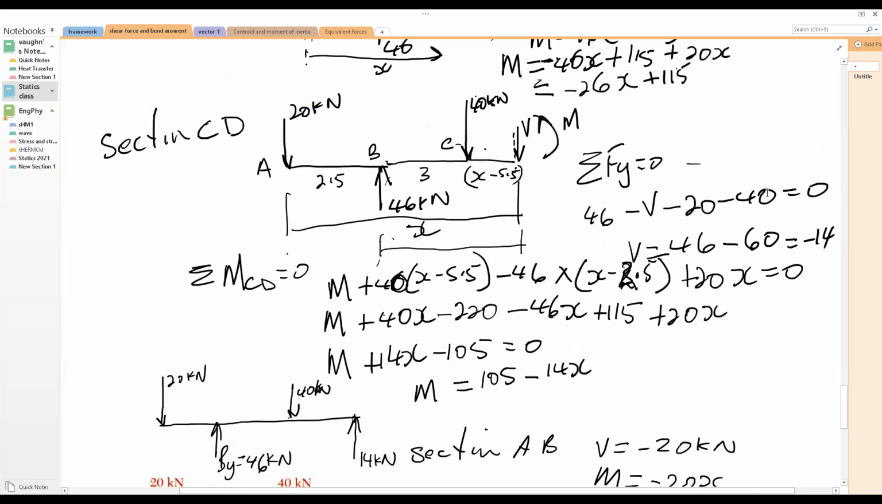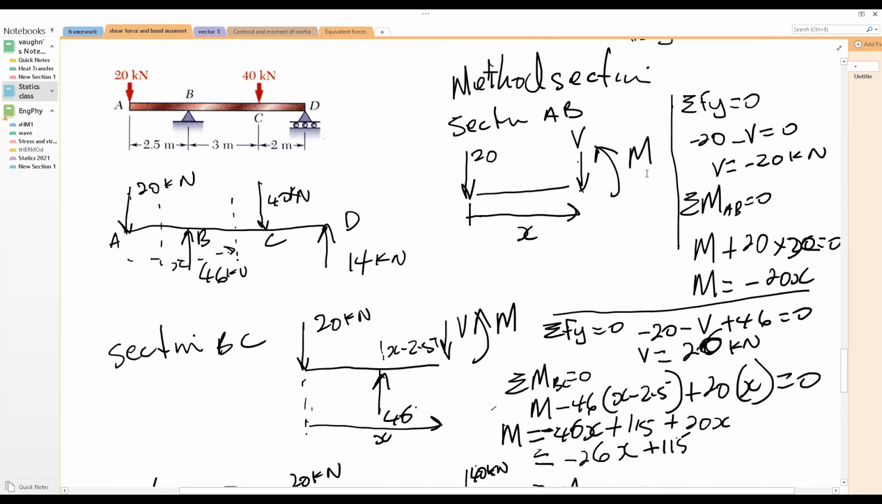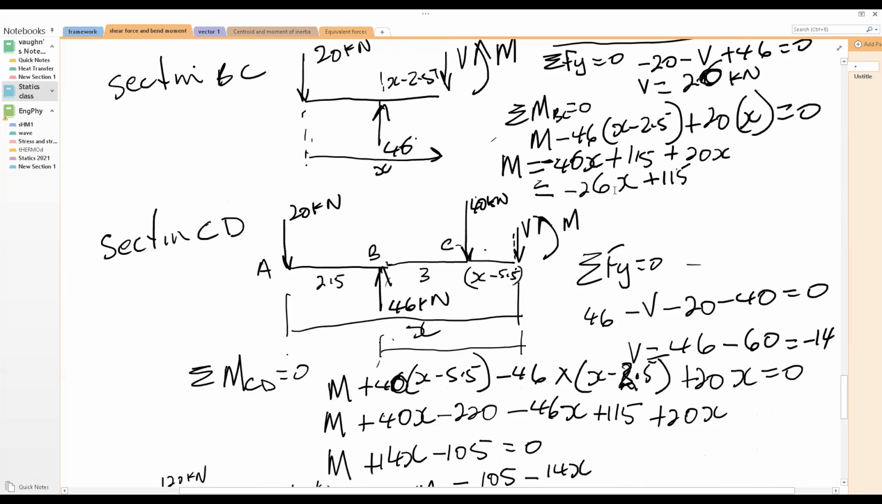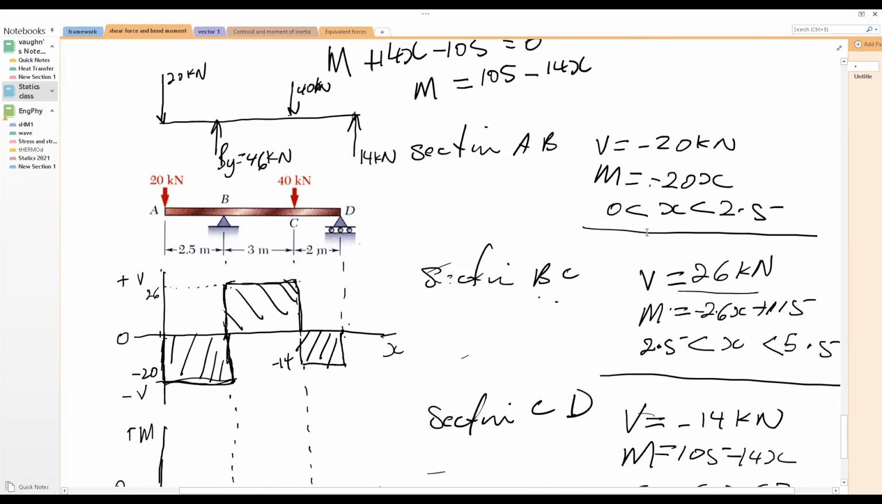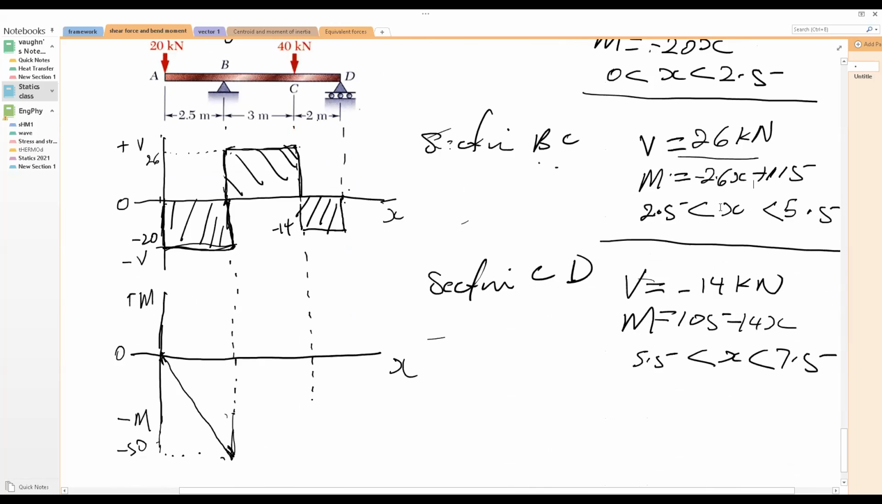So anyhow, it's correct for the second part. Let me see, where's that second part? Section B, which is right here. All right, so it's correct. So it's minus 26x plus 115. Put 2.5 in that and you should get the 50. So it is 50, but the only thing I need to tell you is that it's really minus 50. So it's really checking it. It's supposed to have been minus 50.